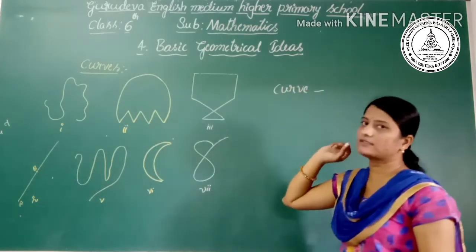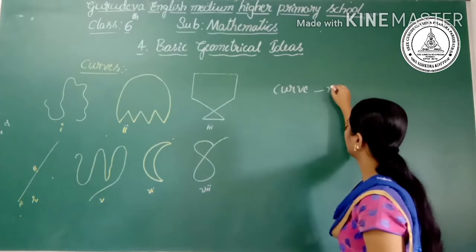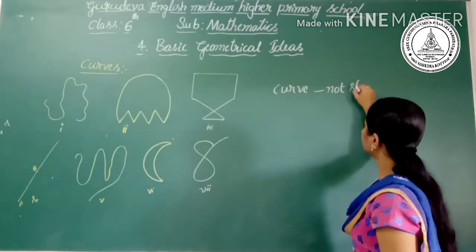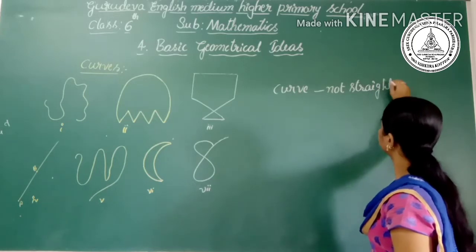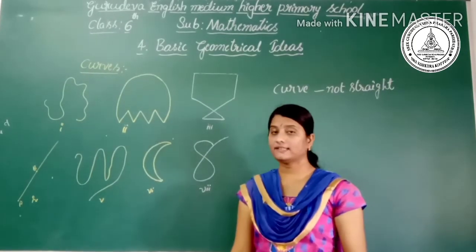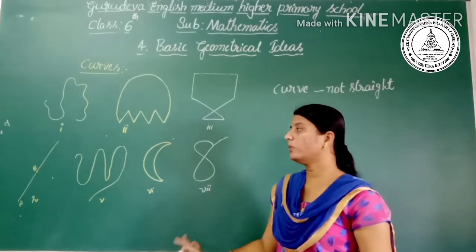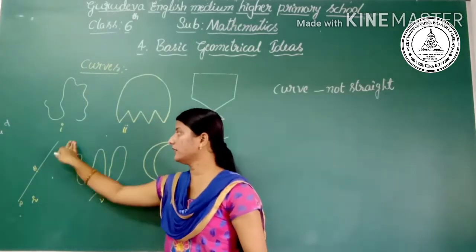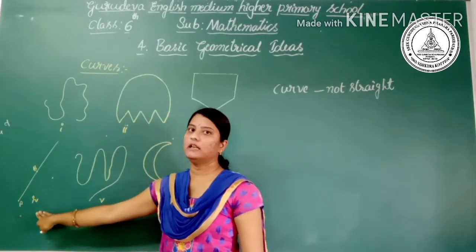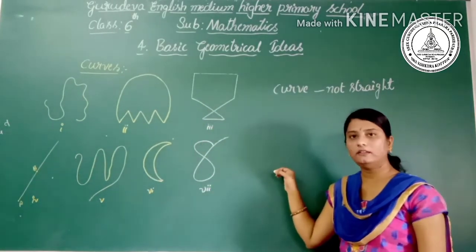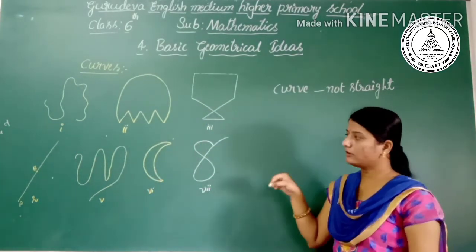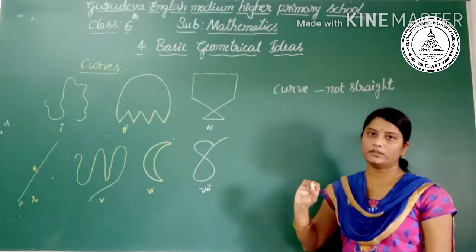Curve does not necessarily mean it's not straight. In mathematics, a curve can be straight. So the fourth figure shown here is also a curve because we are not lifting the hand from the paper and also we are not using the ruler here.